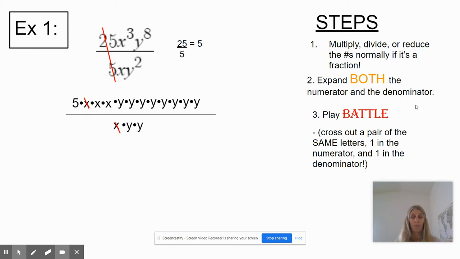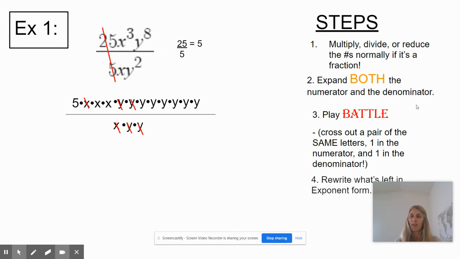There's no more x's, so I'm going to move on to my y battles. I cross out a y up top, a y on the bottom. Remember, y divided by y is 1. 5 divided by 5 is 1. When we have the same number, it's the same as 1, which is how we're able to simplify it. We have one more y left on the bottom, and we're going to go ahead and cross that out on the top. Remember, 1 on top and 1 on the bottom is required.